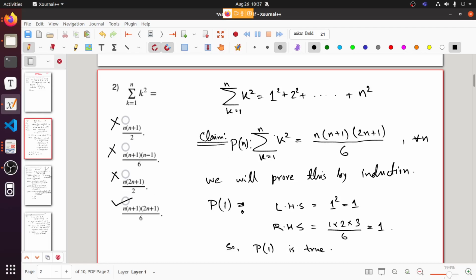So we claim that the sum from k equals 1 to n of k square will be n into n plus 1 into 2n plus 1 by 6. Okay.